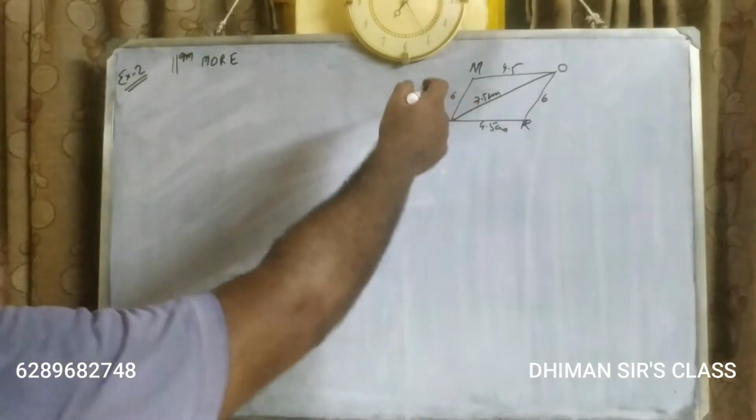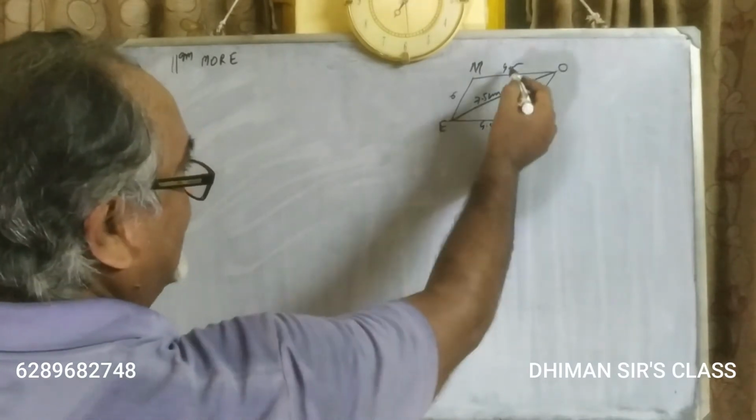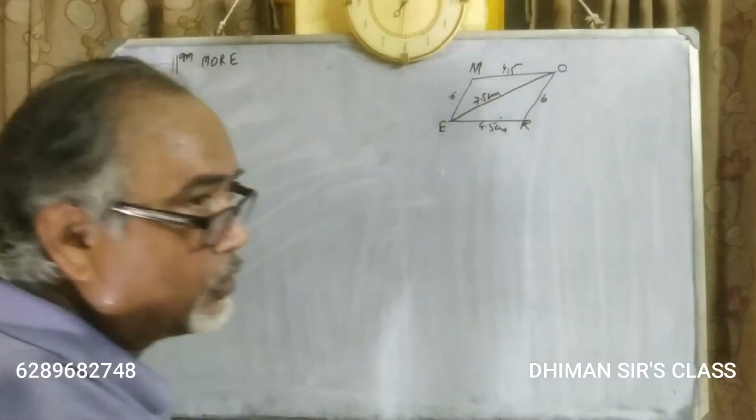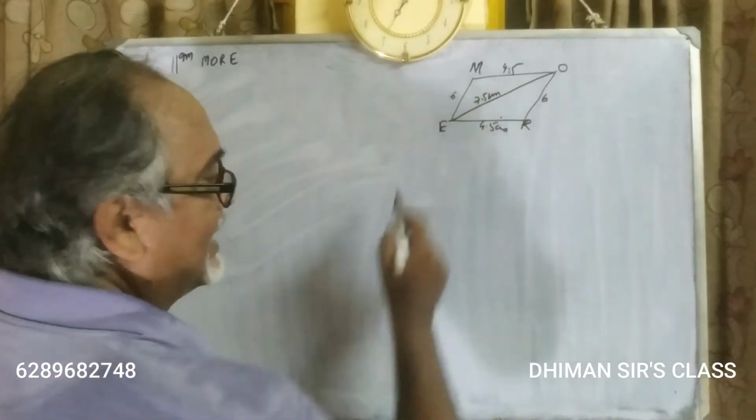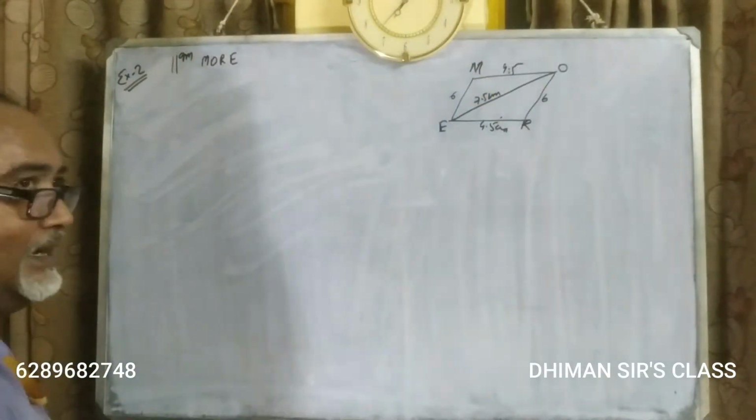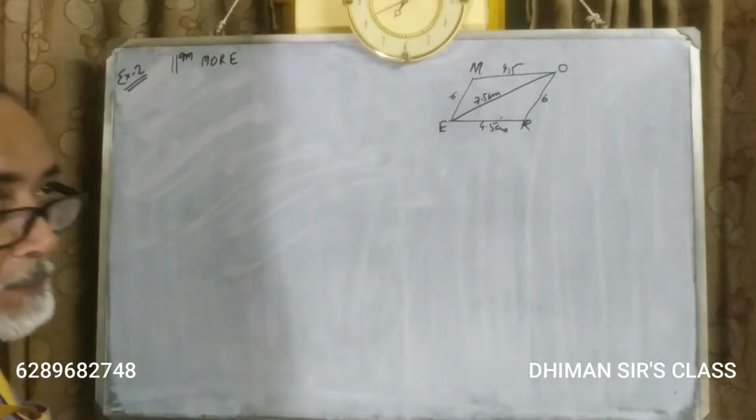So see, here we got the base. This base will be this one. Opposite sides of a parallelogram are equal. And here also, this side is given, opposite sides are equal. So like this, all the sides and diagonal are given to us. It will be 100% similar to the previous one.